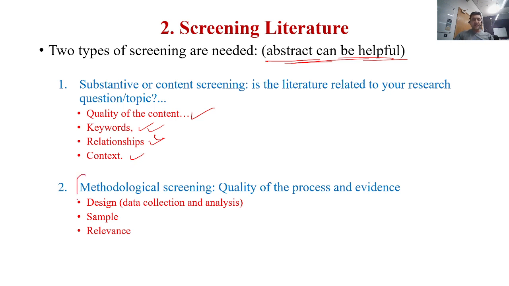And then the second thing that you need to see is the methodology that those researchers have used. So what kind of data was collected and how it was analyzed? What was the sample like, which means from where they've collected the data, and is it relevant to you or not? So make sure when you're screening, you look at the context, and then of course the methodology, and this will give you a good idea if the paper is relevant to you or not.